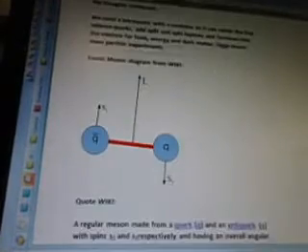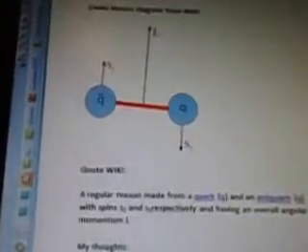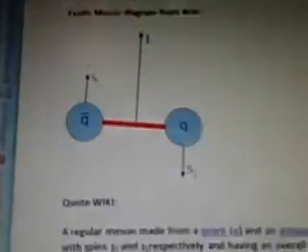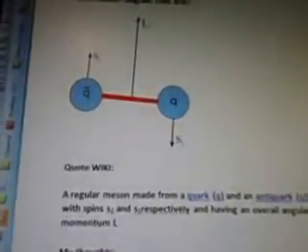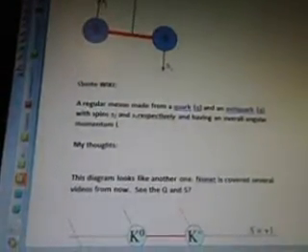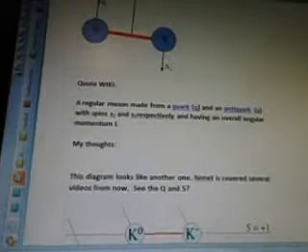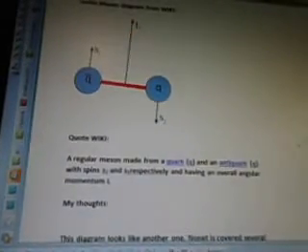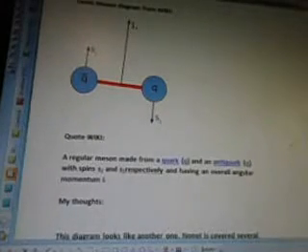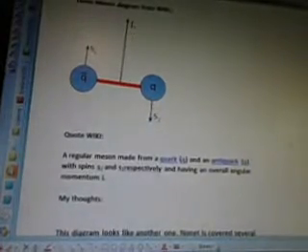So the exotic meson diagram from Wiki. So you got your L, Q, Q, S1, S2. So this is a quote from Wiki: a regular meson made from a quark Q and an antiquark Q, with spins S1 and S2 respectively, and having an overall angular momentum of L. My thoughts: this diagram looks like another one. NONET is covered in several videos from now.